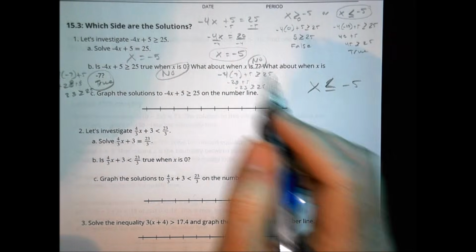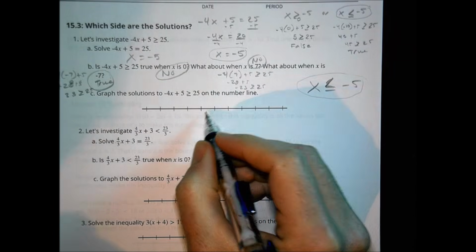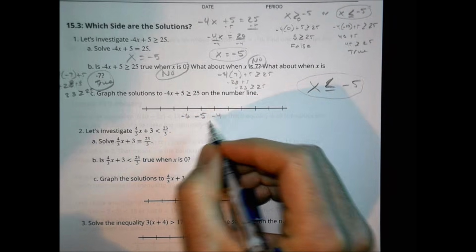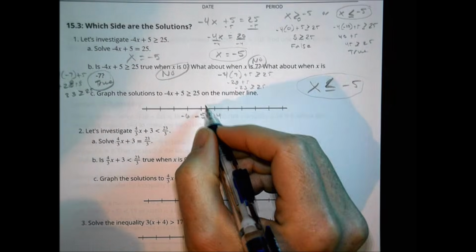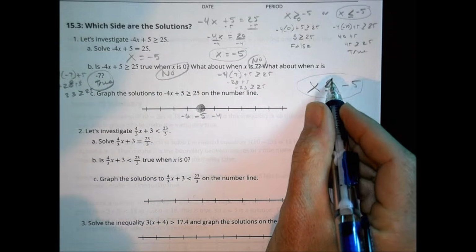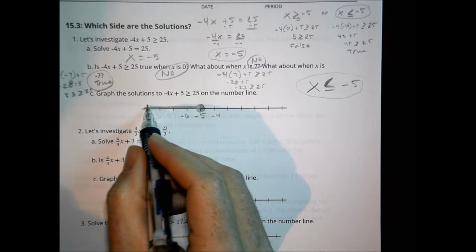So in terms of graphing our solution here, we're going to graph this solution. We're going to write here negative 5. We can write a negative 4. We can write a negative 6. I can fill in the other numbers too, but I'm going to draw a circle. I'm going to close it in at negative 5 because it's less than or equal to, and x is going to be any value less than or equal to negative 5.